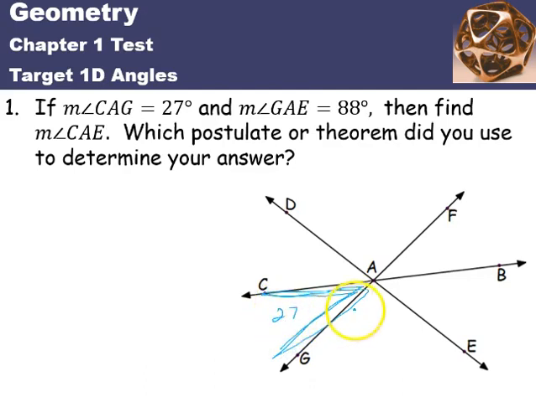And GAE, that's these two right here. Those are 88. And we're looking to find CAE, which is a whole big angle. So this is the angle addition postulate. It's part plus part equals whole. Or the first angle plus the second angle equals the big angle.